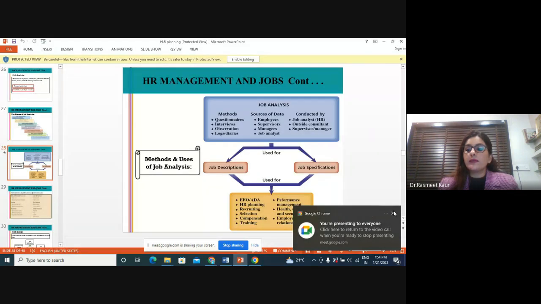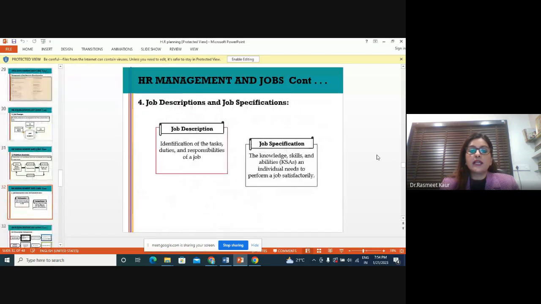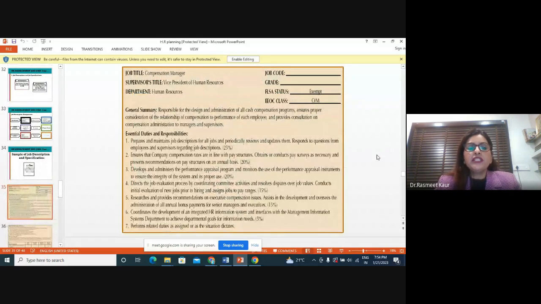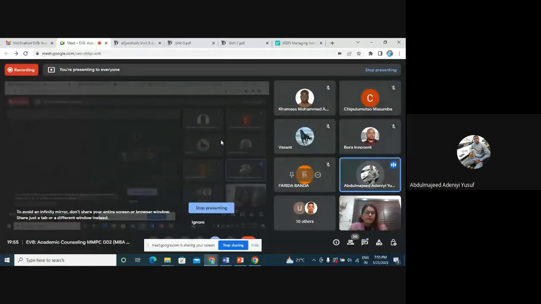Okay, so I was just saying that when we do job analysis, we prepare job descriptions and specifications. Let me now give you certain examples of description and specification. See, look here. This is an example related to job analysis done for the job of compensation manager. Who is a compensation manager? Can anybody give me the answer for it? A compensation manager is someone who manages the salary and wages of the HR.